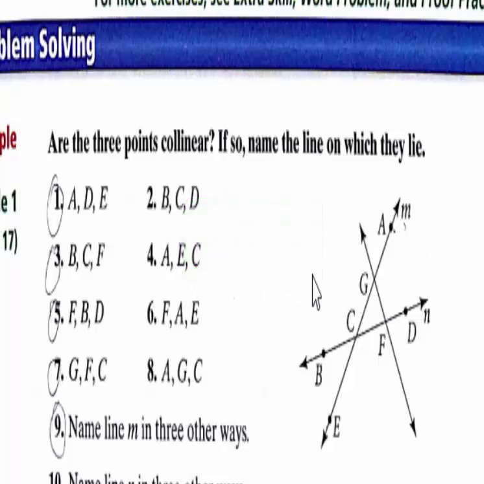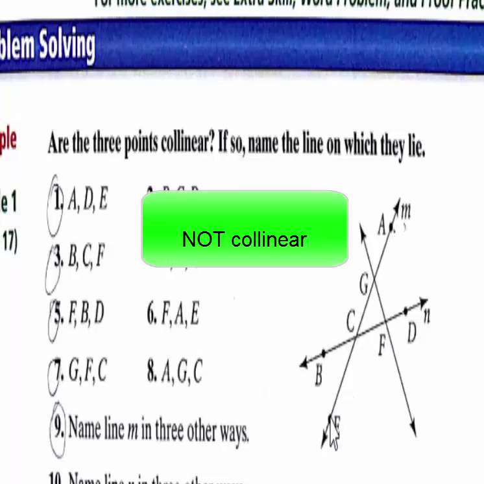If you look at, for instance, number 6, FAE, is point F, point A, and point E on the same line? Are they collinear? They are not on the same line. There's no straight line that you can draw that goes through point A, point F, and point E. So those are not collinear. They do not share the same line.